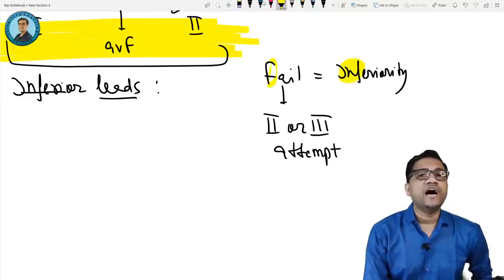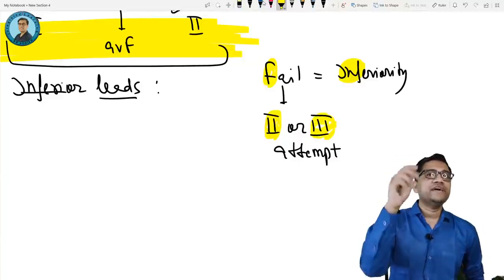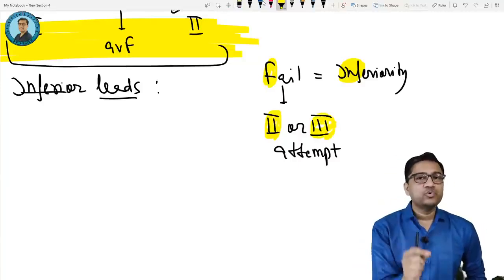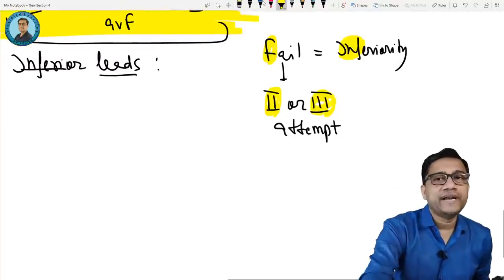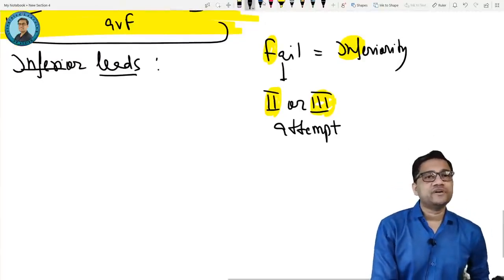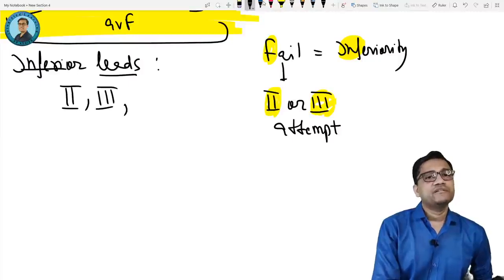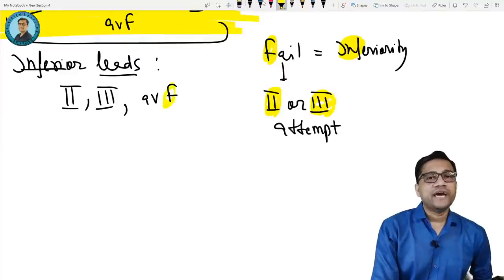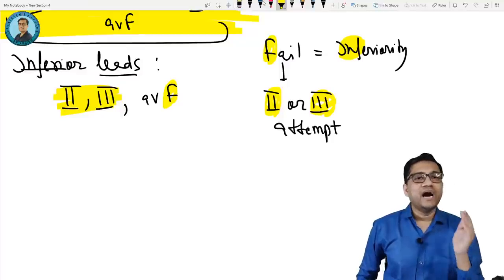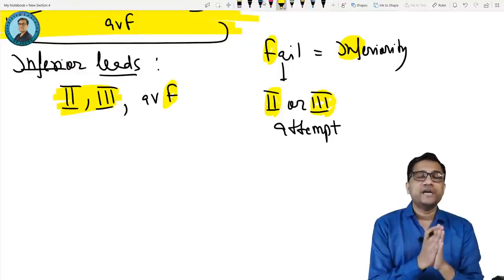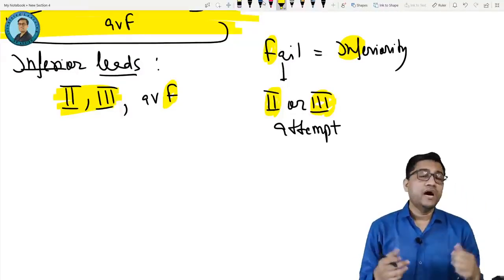Inferior leads are F, 2, 3. Inferior leads are F, 2 and 3. So remember that. So inferior leads are which one? They are 2, 3 and you are feeling what? Bad because you have failed. So AVF. So remember F. So what are the 3? F, 2, 3 are which ones? They are the inferior leads. Are you clear?